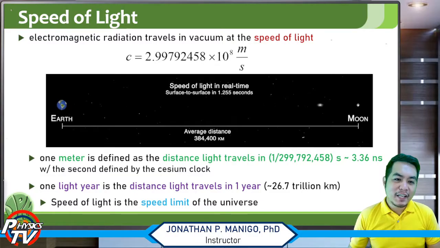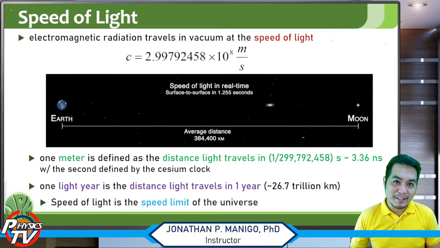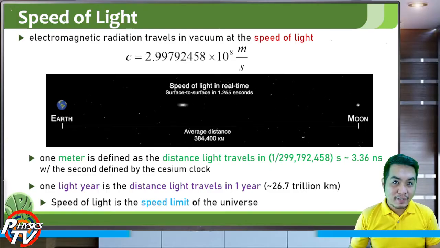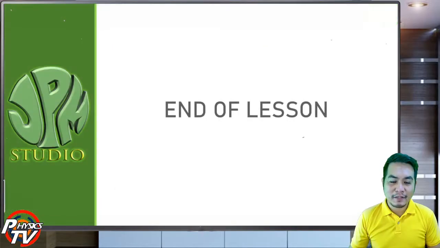So the speed of light is what we call the speed limit of our universe. Nothing can travel faster than light as of now. The theory states that that is the fastest speed in the universe. So it's the speed limit of our universe. So only light can travel the fastest.